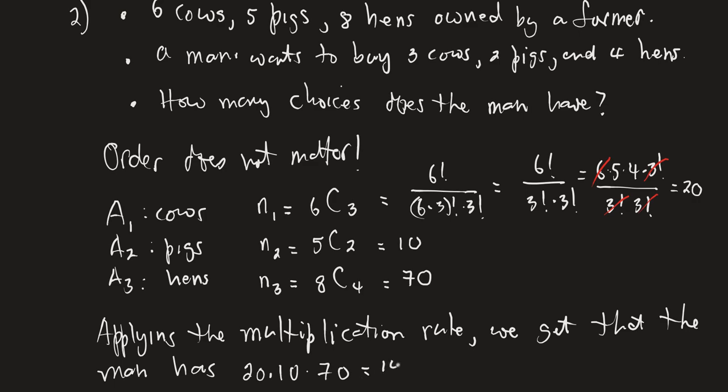And when you do your product, you'll get a whopping 14,000 choices. That's a lot. Again, just to buy 3 out of 6 cows, 2 out of 5 pigs, 4 out of 8 hens, we end up with 14,000 choices, or you could actually use the word combinations, right? And so there you go.